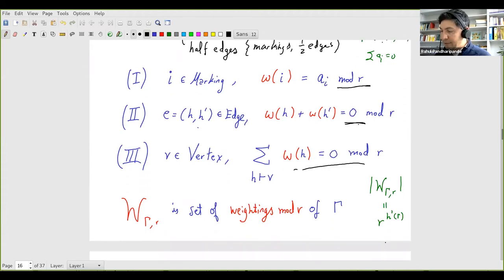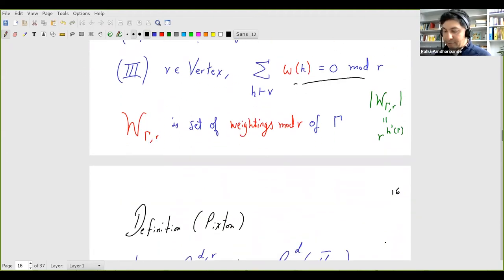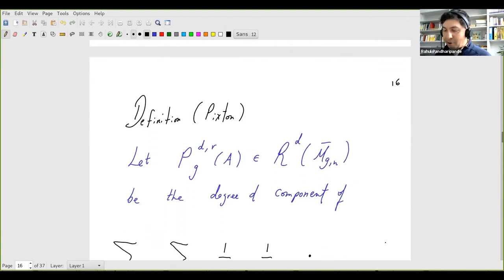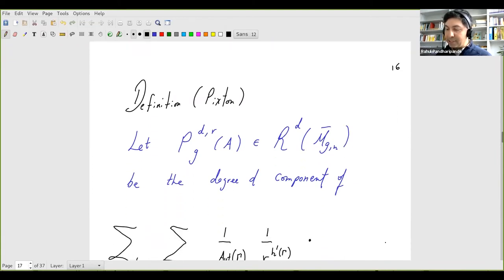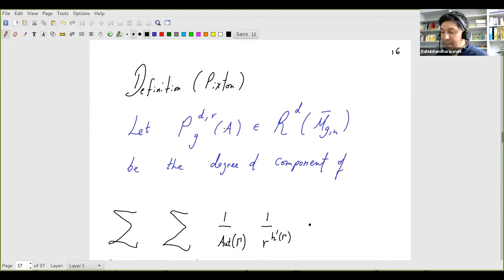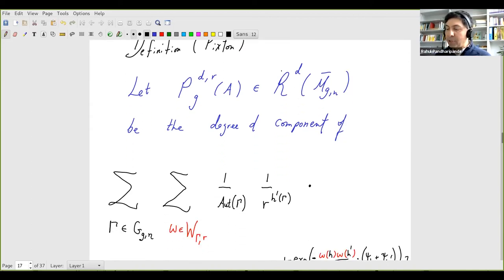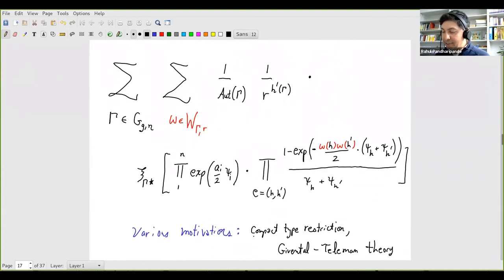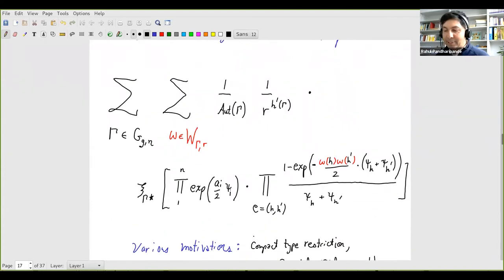Okay? So this is somehow the heart of the definition. Pixton defines some cycle classes. He defines this class P, where g is the genus, A is our ramification condition, d is a degree, and r is that auxiliary r. It's exactly the cohomological degree d component of this crazy thing. So let's think about what this is.